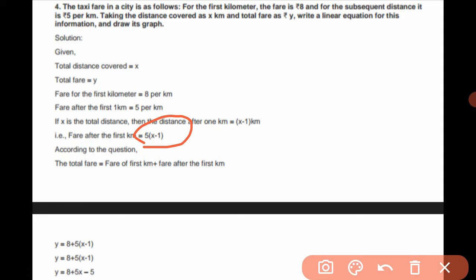So the total fare will be equal to the fare of the first kilometer plus the fare after the first kilometer. The fare of the first kilometer was y, we have taken y.